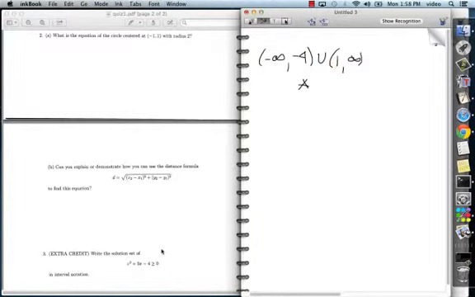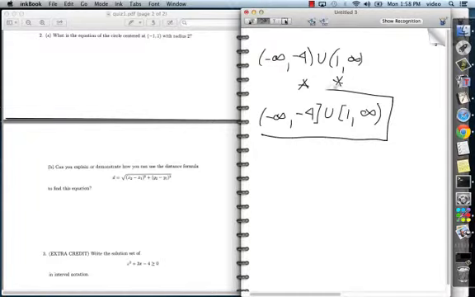Now what about 1? When we plug in 1, we get 1 plus 3 minus 4 is equal to 0. Now 0 is greater than or equal to 0 because 0 is equal to 0. So this one also works. So our overall answer, the whole solution set, is negative infinity to negative 4 inclusive, union 1 inclusive to infinity. Okay, so that is the solution set.